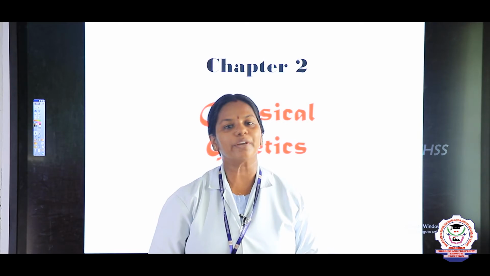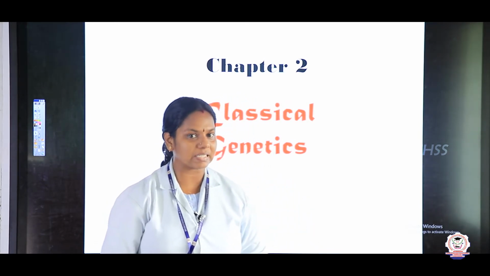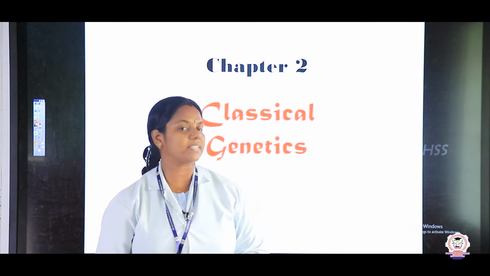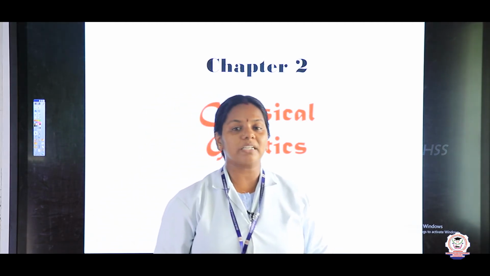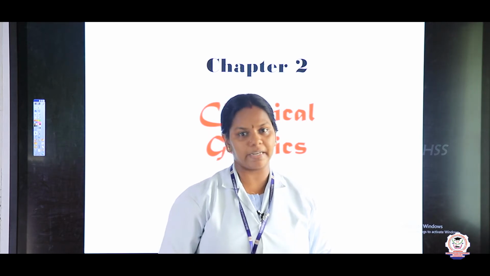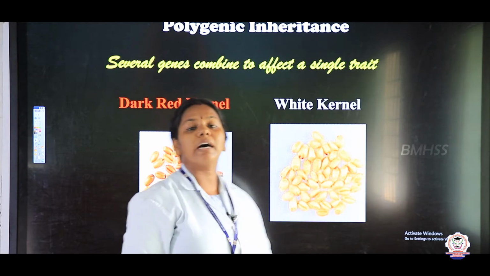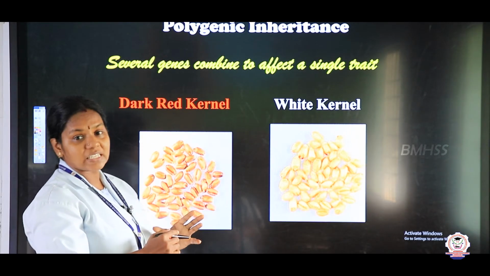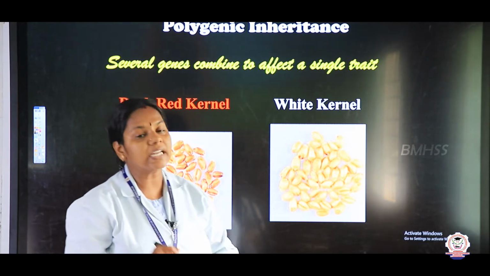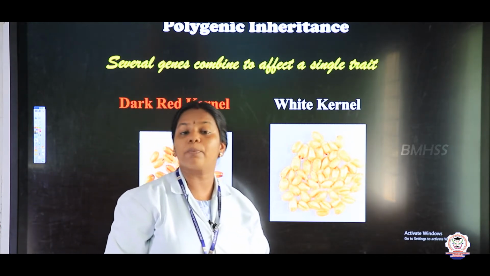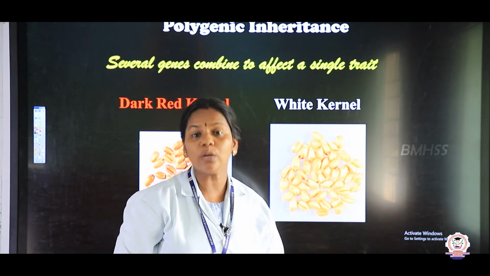Children, today we are going to see 12th standard botany, chapter 2, classical genetics. In this session, we are going to read the last topic, that is polygenic inheritance. So what is meant by polygenic inheritance? If several genes, that is several alleles, combine to affect a single trait, we say it is polygenic inheritance. This experiment was performed in wheat kernel.